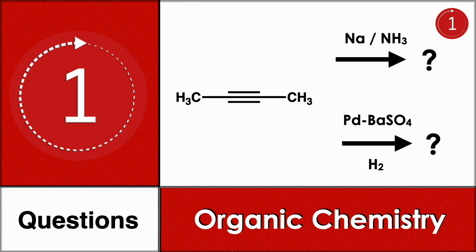Daily one question for you. Here you have an alkyne, which is attached with two methyl groups on the terminals. You are reacting it with two different reagents: sodium and ammonia, and palladium and barium sulfate with hydrogen. You have to find what difference it can make in the product.